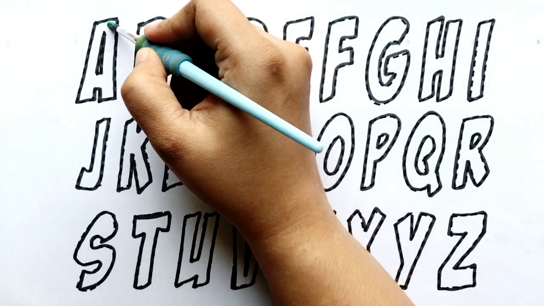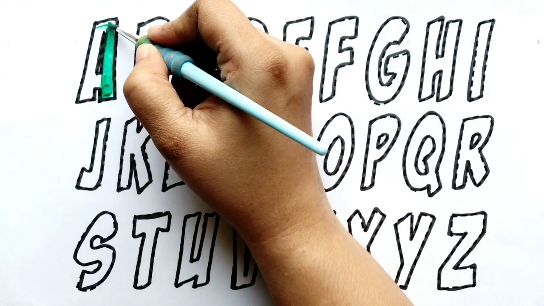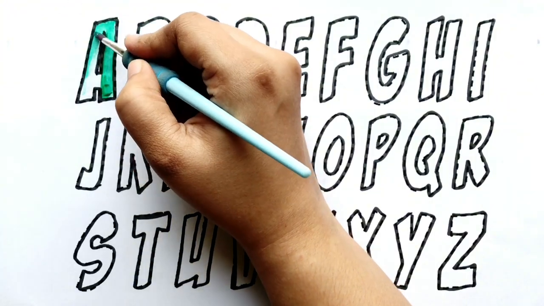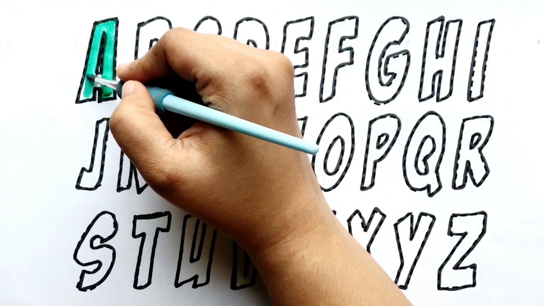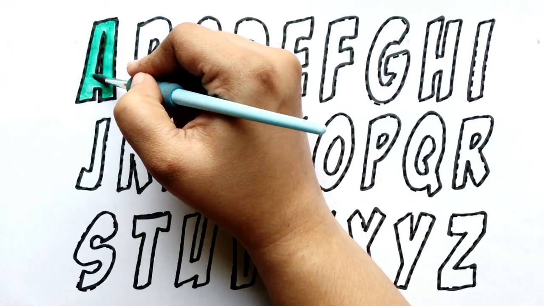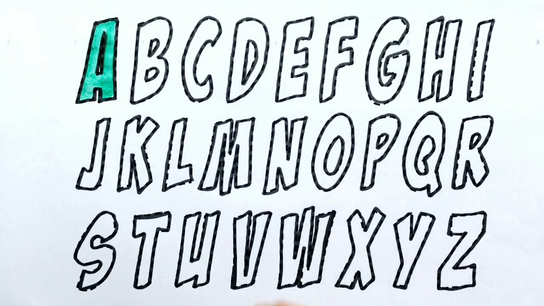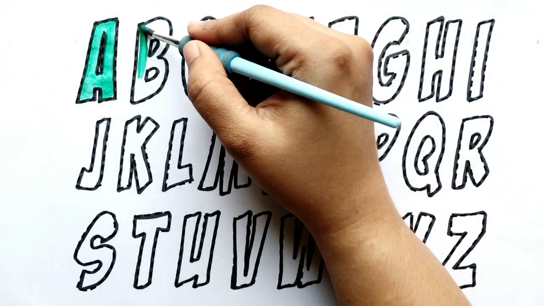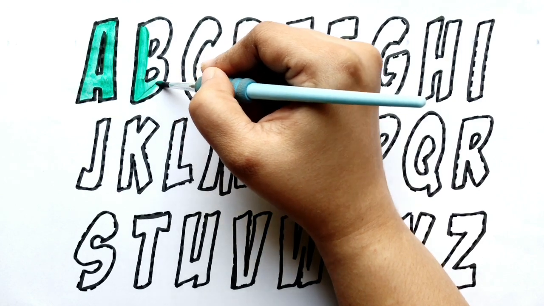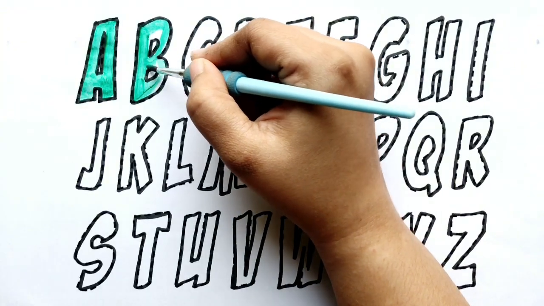Let's paint. Green color. A for apple, B for butterfly. A B C D E F G H I J K L M N O P Q R S T U V W X Y and Z. Now I know my ABCs. Next time, won't you sing with me?